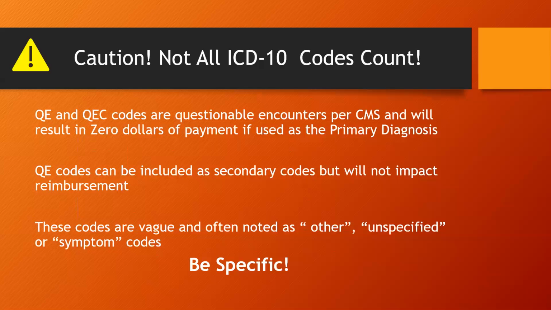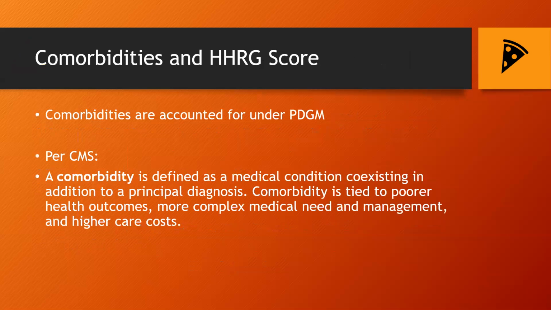So it makes sense that these are questionable encounters and they're not going to result in reimbursement if they're used as a primary. We want to scour the chart, look for something more specific, or if it's not there, consult with the agency. Maybe during the face-to-face, they can find something more specific and appropriate so that we don't end up with a $0 reimbursement. The system also is going to look at comorbidities. That's going to be another part of the ingredient for good HERC scoring.